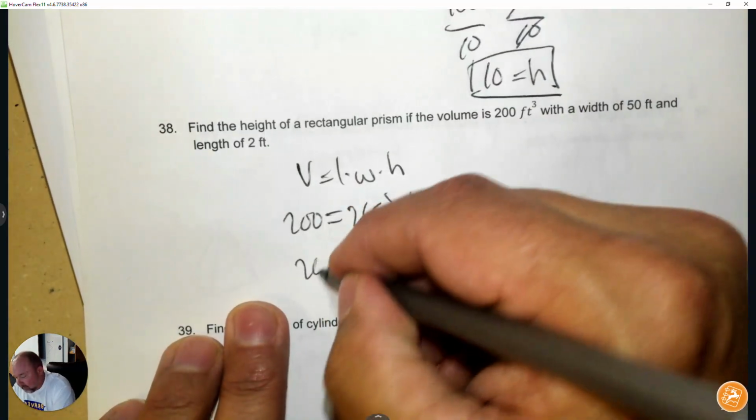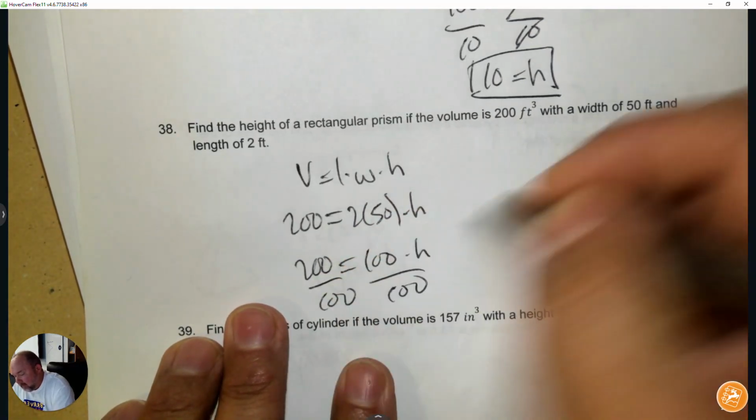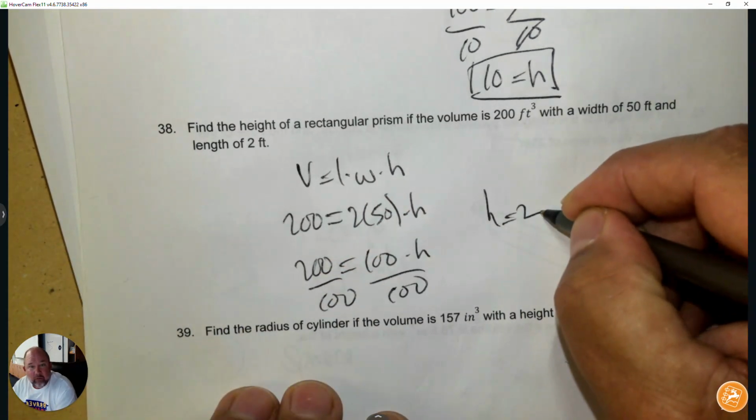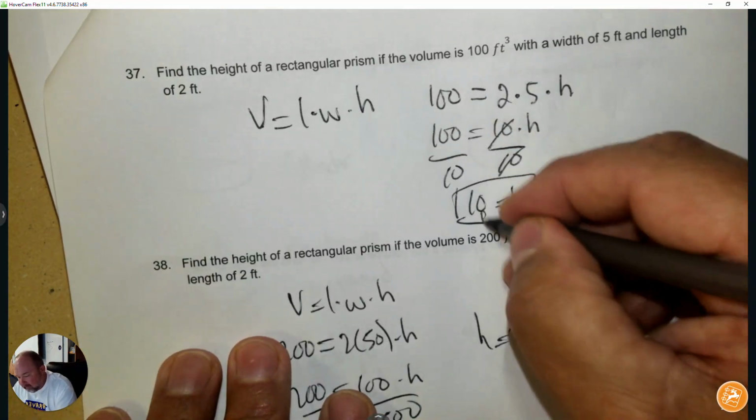So 2 times 50 is 100. Divide by 100. And then the height is 2. And it would be 2 feet. This one would be feet as well, 10 feet.